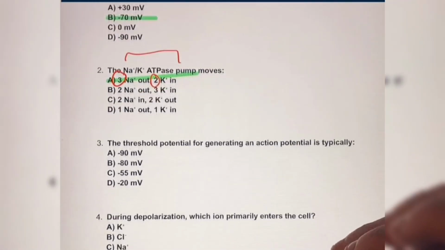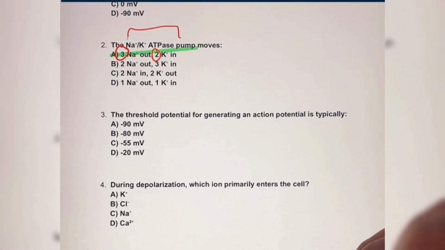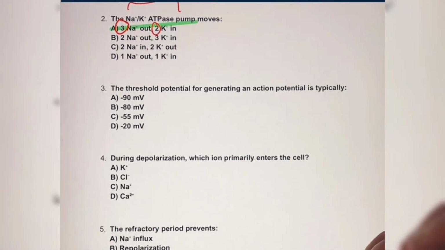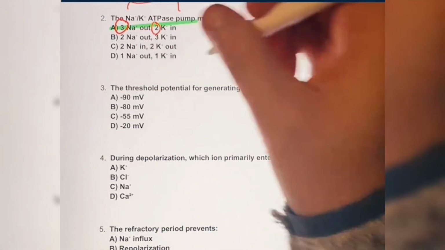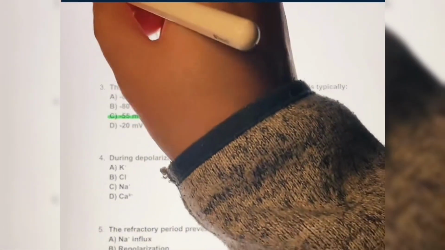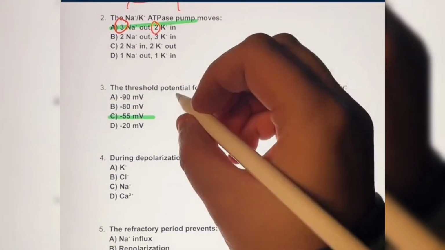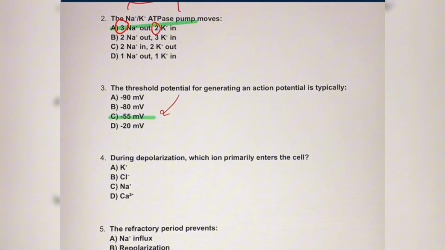Number 3, if you got that last question right, put a 1 in the chat. Now, we talked about resting membrane potential, but what about threshold potential? The threshold potential for generating an action potential is typically what? A, B, C, or D? What do we think for this one, everyone? The answer is C. It is negative 55 millivolts. The threshold potential is the voltage at which the voltage-gated sodium channels open that trigger the action potential.